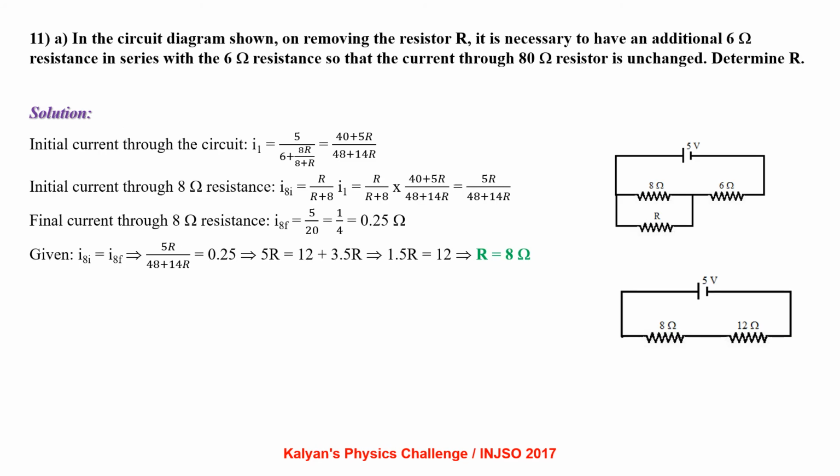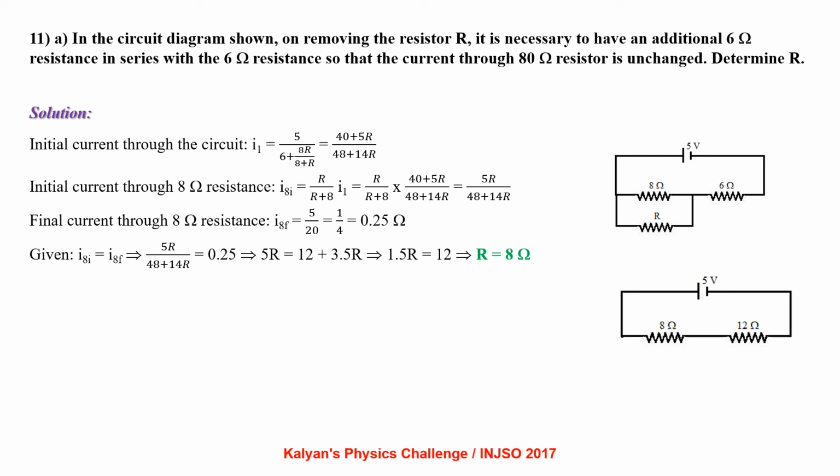In the circuit diagram shown, on removing the resistor R, it is necessary to have an additional 6 ohms resistance in series with the 6 ohm resistance so that the current through the 8 ohm resistor is unchanged. Determine R. Initial current through the circuit I1 equals 5 by (6 plus 8R by 8 plus R), which is (40 plus 5R) by (48 plus 14R).